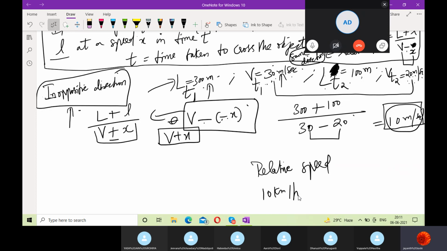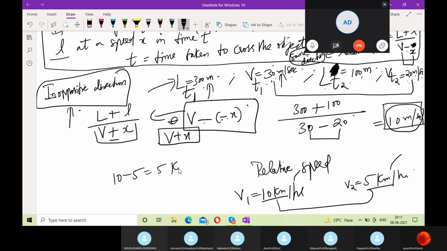10 kilometer per hour, 5 kilometer per hour. This is train 1 speed and this is train 2 speed. So this particular train is going 10 kilometers in 1 hour. This train is going 5 kilometers in 1 hour. So what is the relative speed between them? What does relative speed mean? It means that when we try to relate or compare them, this is 5 kilometer per hour faster than this train. Correct or wrong? When I speak about speed, I speak about fast. So this is 5 kilometer per hour faster than this.